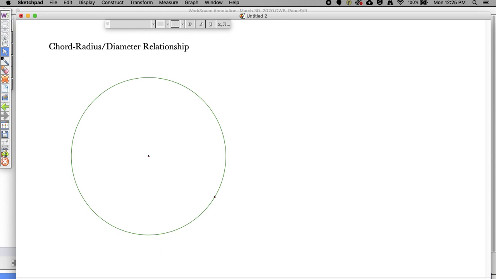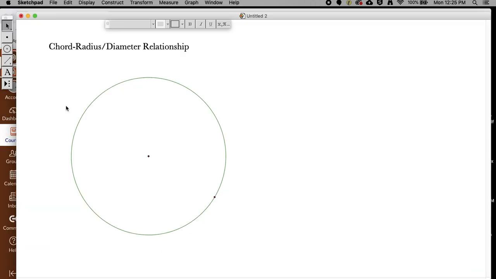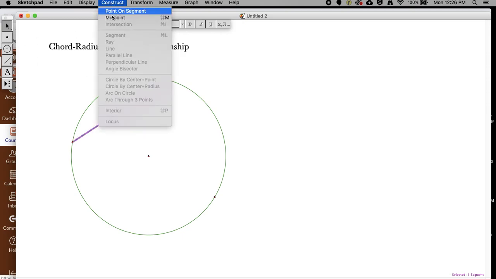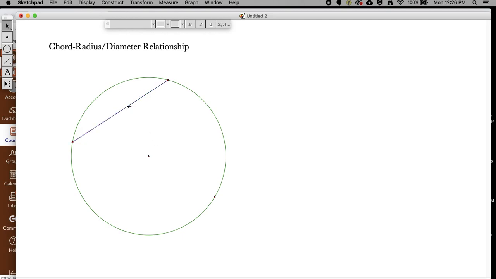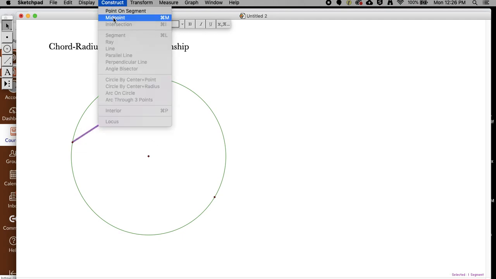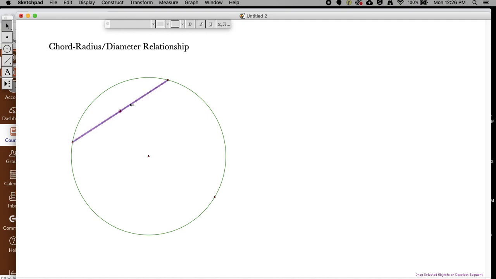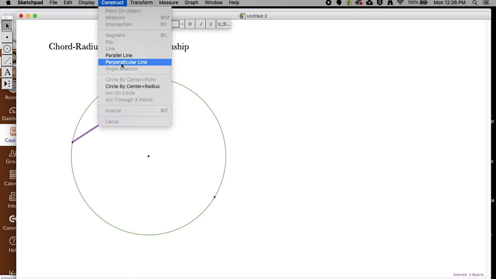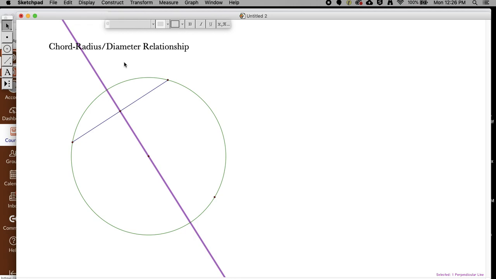So let me go to the workspace and just hide that for a second. So let's put a chord on here. If I were to sketch a chord, and construct the perpendicular bisector through that chord, I want to see what happens. First I'm going to construct the midpoint. Then I'll highlight that and the point, and construct a perpendicular line through there. Isn't that interesting? Look at that. I wonder if that happens for everybody.